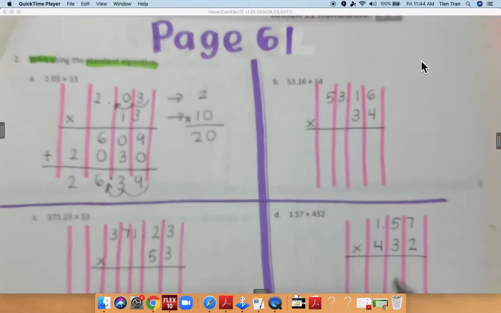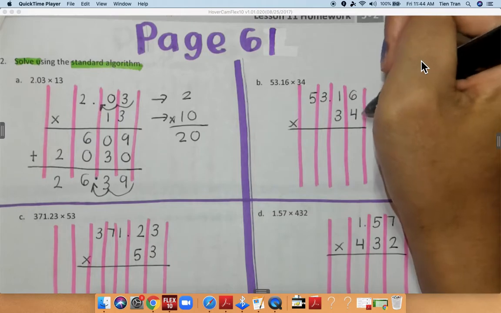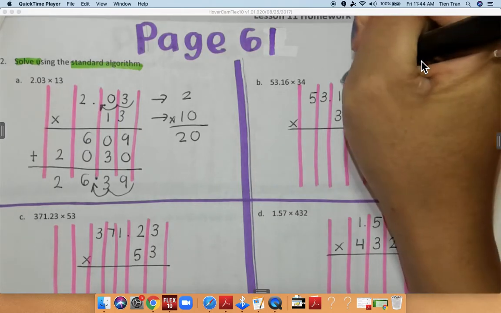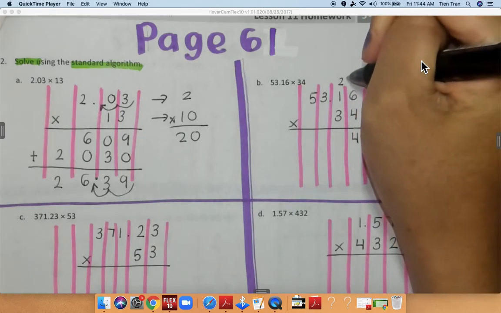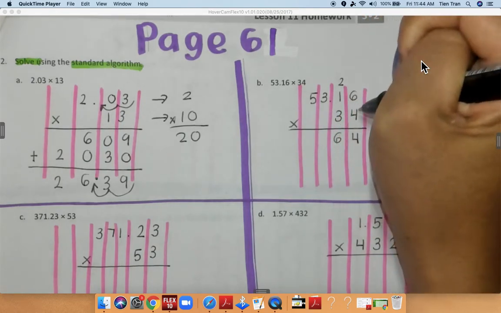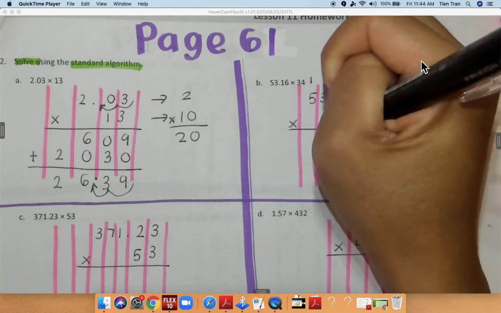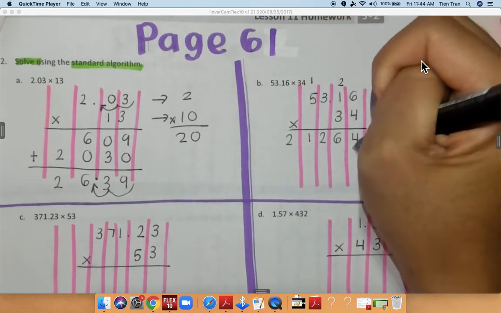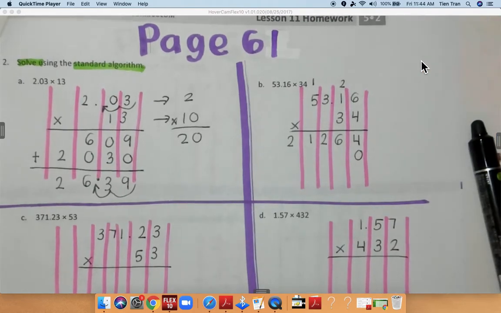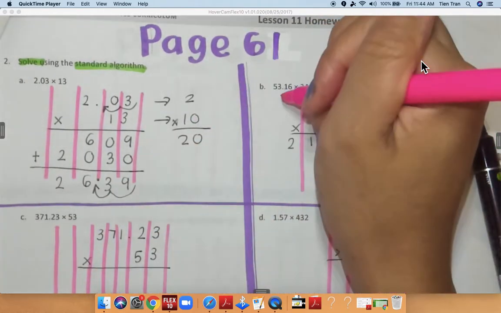Now, problem B. Same thing, I'm multiplying. 4 times 6 is equal to 24. 4 times 1 is equal to 4, plus 2 is equal to 6. 4 times 3 is 12. 4 times 5 is 20, plus 1 is 21. I'm going to add my 0 because now I'm multiplying in my tens place.